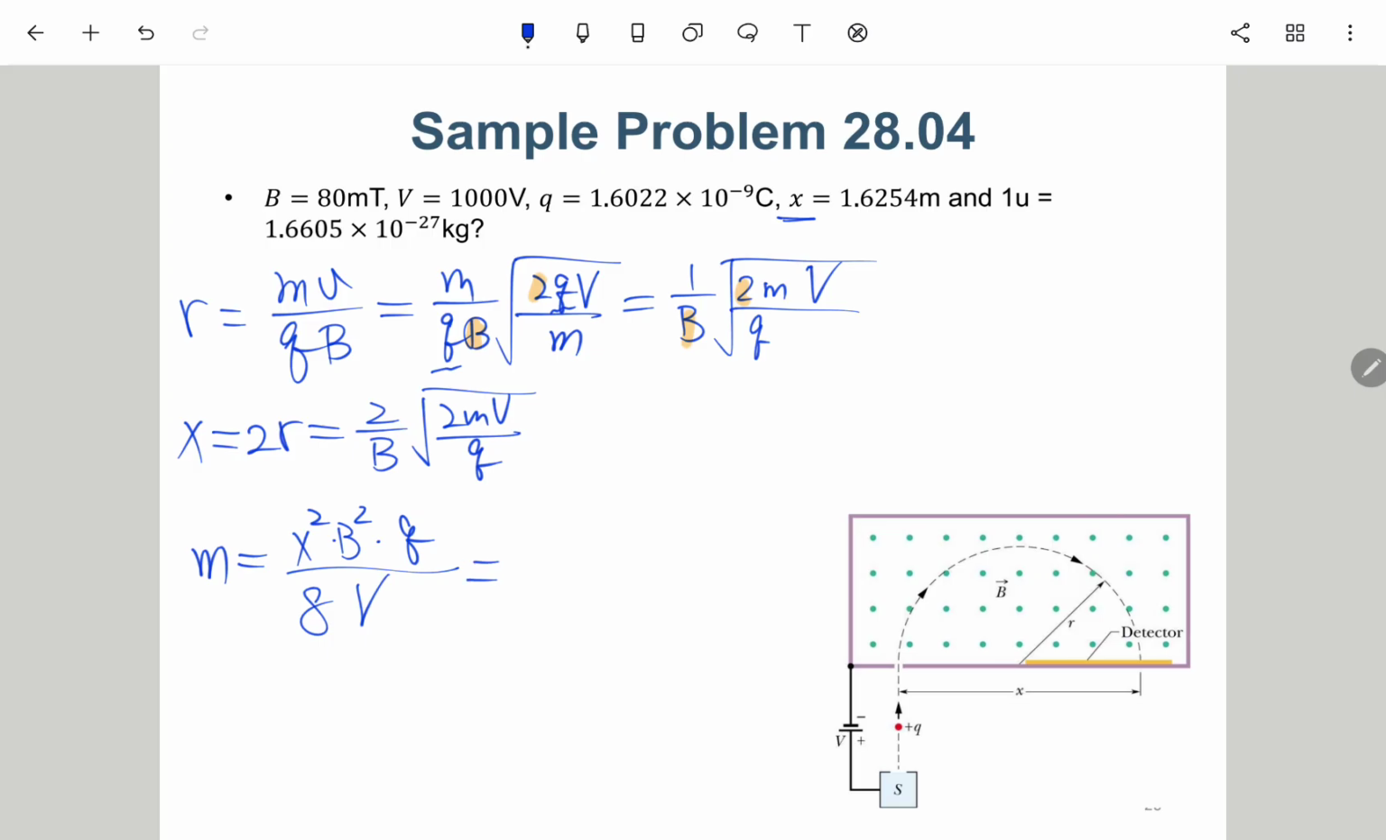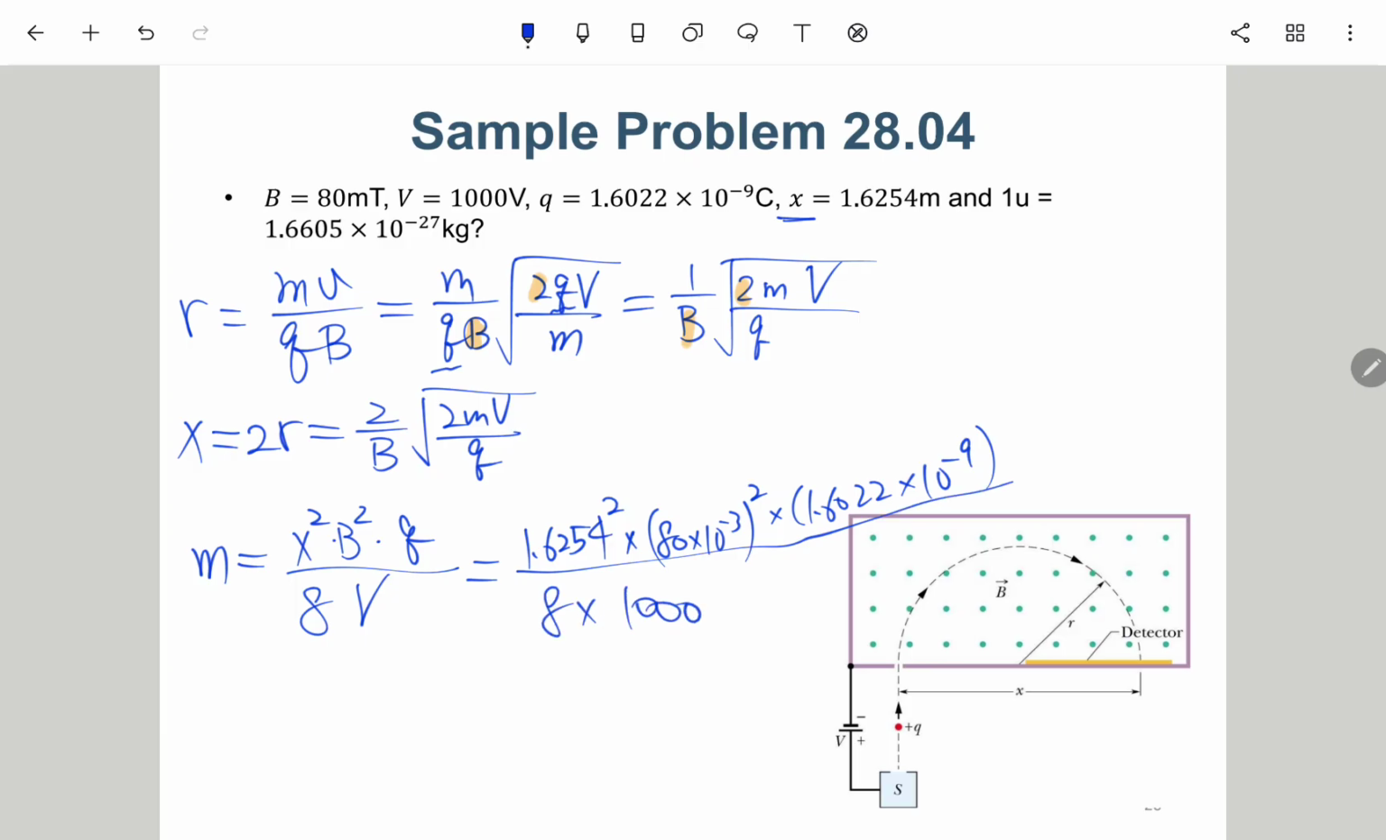So we can plug in all the values. x is 1.6254 squared, and then times B, which is 80 times 10 to the negative third power, quantity squared, and then q is 1.6022 times 10 to the negative ninth power, all over 8 times 1000. So this is nothing but 3.3863 times 10 to the negative 25th kilogram.